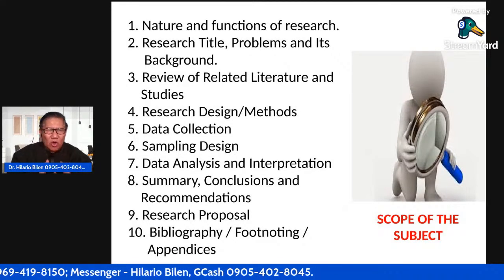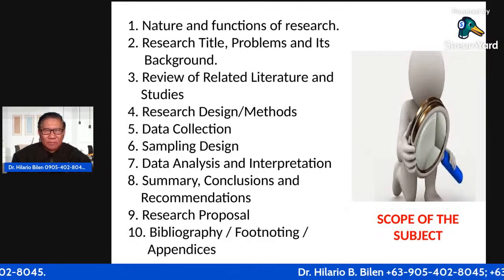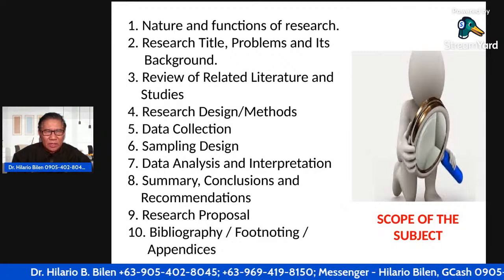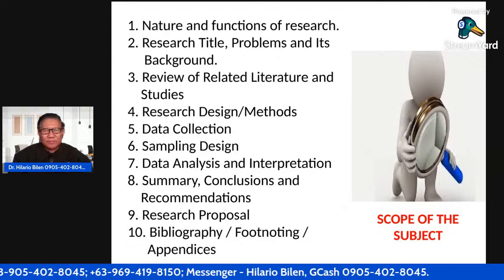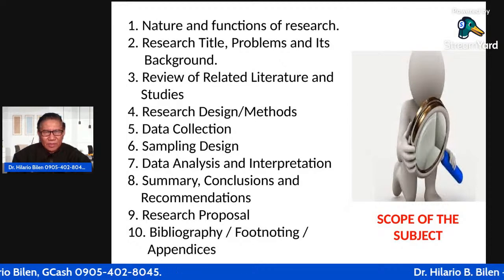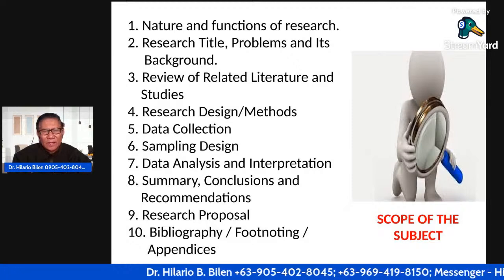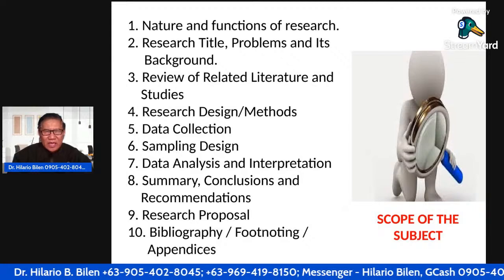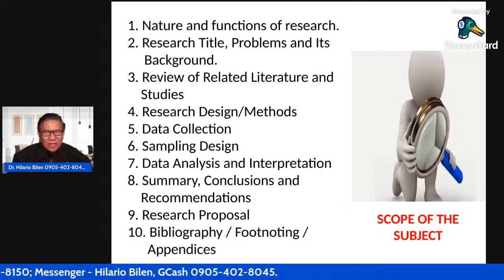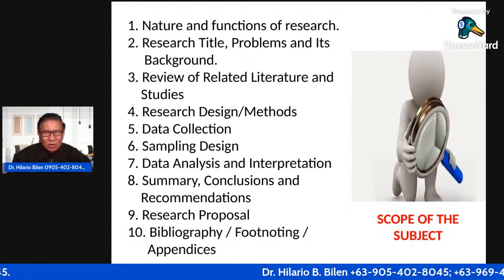So in this subject, we are going to talk and discuss from the very beginning the nature and functions of research, the research title, the problem, or in other words, the statement of the problem and its background, the review of related literature and studies. Let's talk about the research design or methods, or in other words, methodology. We will discuss also data gathering or data collection, the sampling design, data analysis and interpretation. And you and I must know, because we will talk about the summary, the conclusions and recommendations.